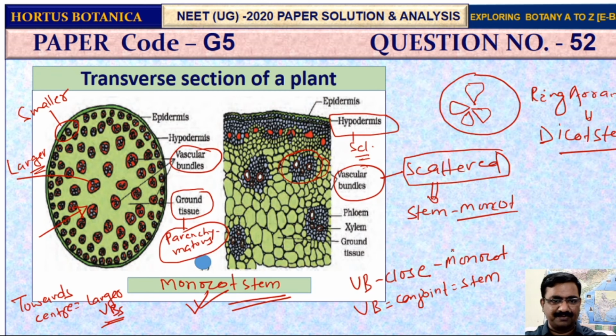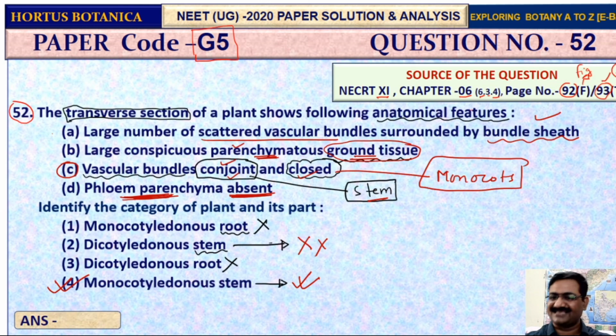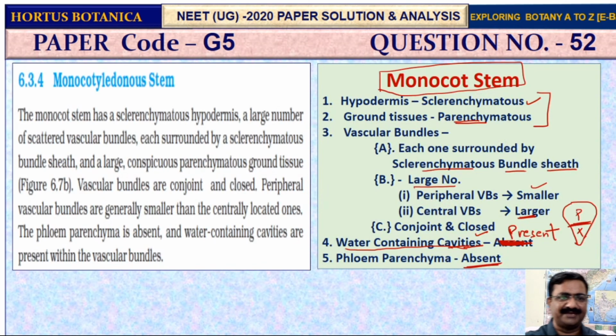Is it clear? By this whole analysis, it is very clear, my dear friends, that the answer of question 52 of your Z5 can be concluded with confidence to be option 4. Now I would like to tell you how this question comes directly from your NCERT line by line. I will give you a glimpse of the NCERT lines. See this line, this is figure 6.34, the monocotyledonous stem.